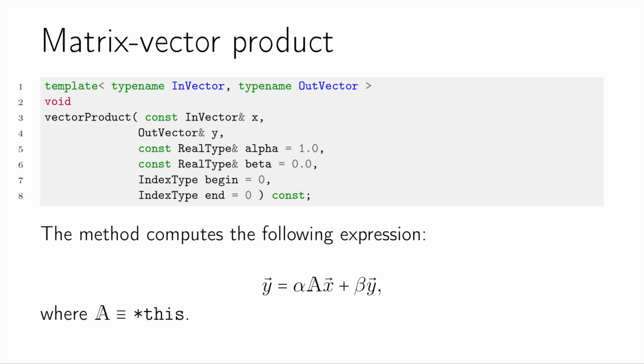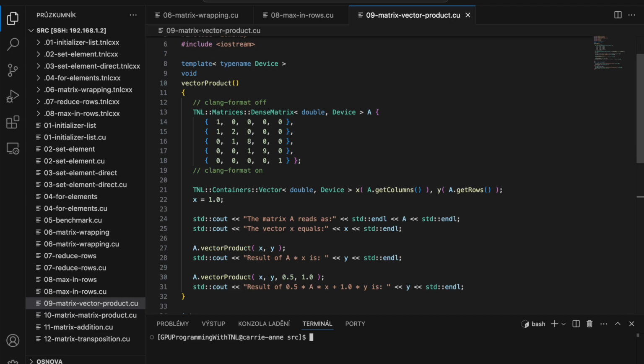The last two parameters begin and end allow specifying the range of rows for which the product will be computed. If both parameters are set to 0, which is the default setting, the product is computed for all rows. The operation of matrix vector multiplication is demonstrated in the example 09MatrixVectorProduct.cu.